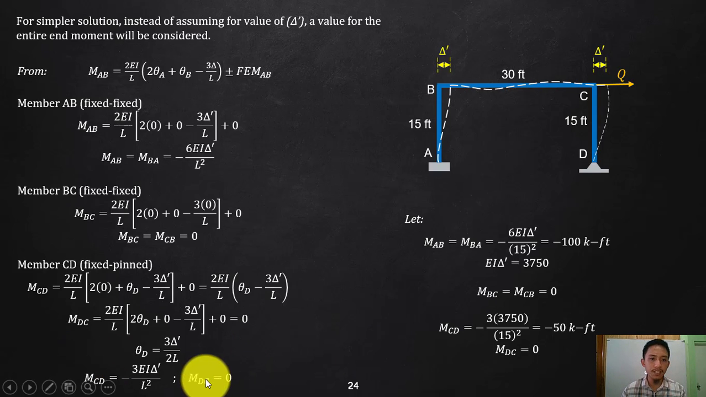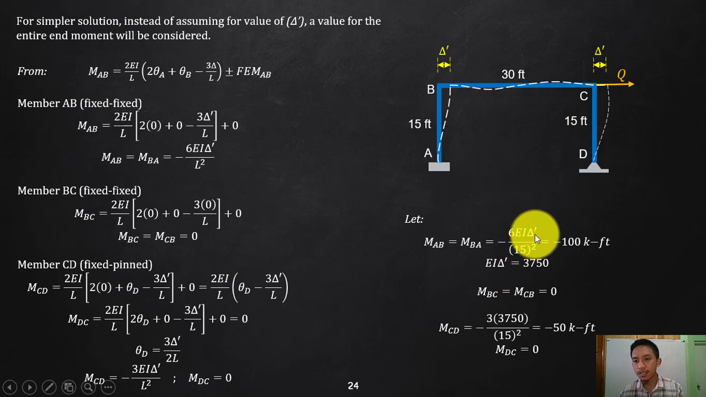Now we have all of these equations in terms of delta prime. So now if we assume delta prime, you can get your end moments. Once you have your end moments, use moment distribution to distribute or balance all the joints, and that is now the effect of your sidesway. However, as I've said, instead of assuming that delta prime, you can actually assume, let's say I will start with BA, an end moment of BA or AB, then solve for the rest. That is how we will do it.